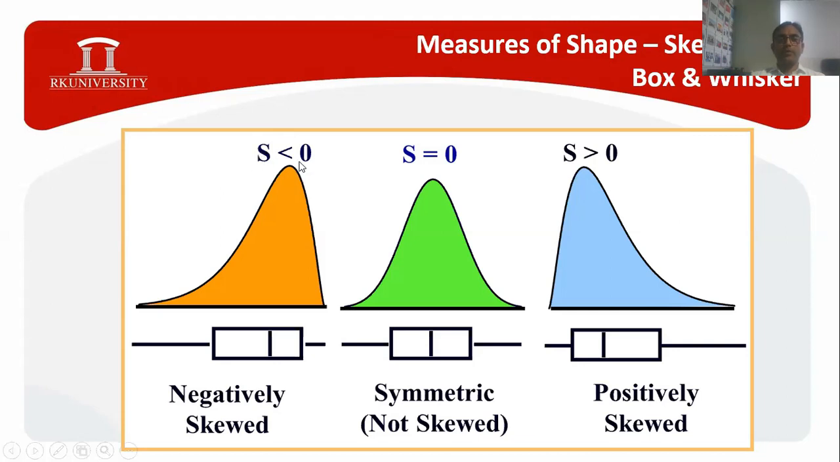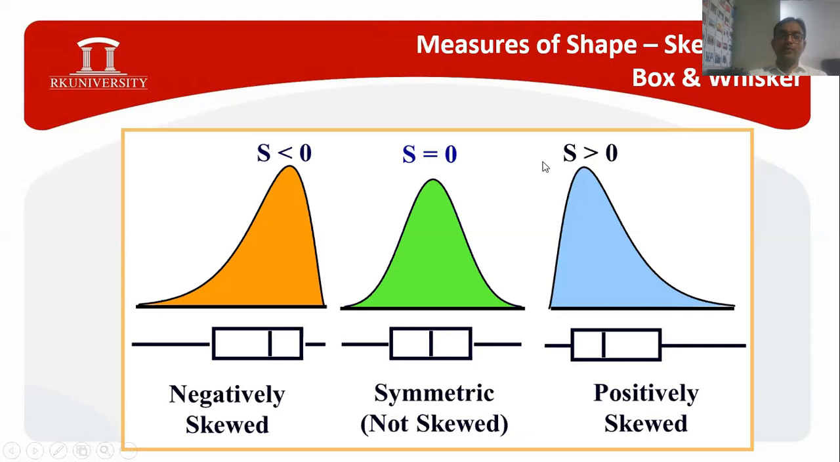Whenever there is negatively skewed data, the value of coefficient of skewness S is less than 0. This data is a perfect data, or we can say normally distributed data. That means there is an equal number of data values on the right side and left side of the mean value, right? And the same thing we can see in the box and whisker plot, that an equal number of data values are on both sides of the mean value, right?